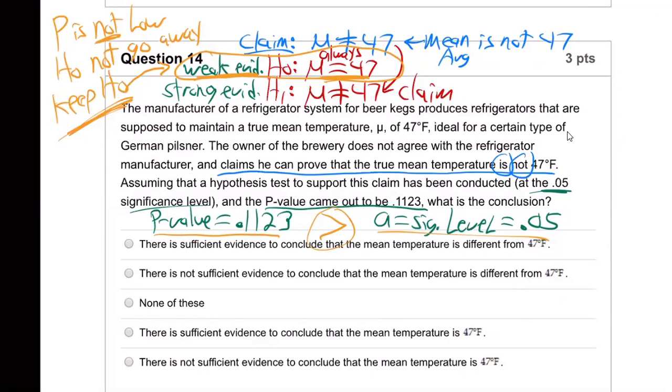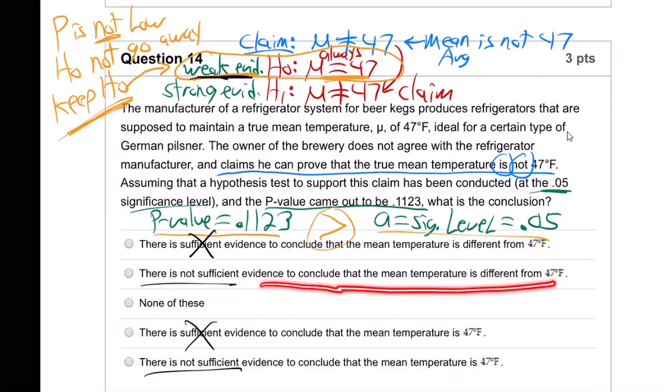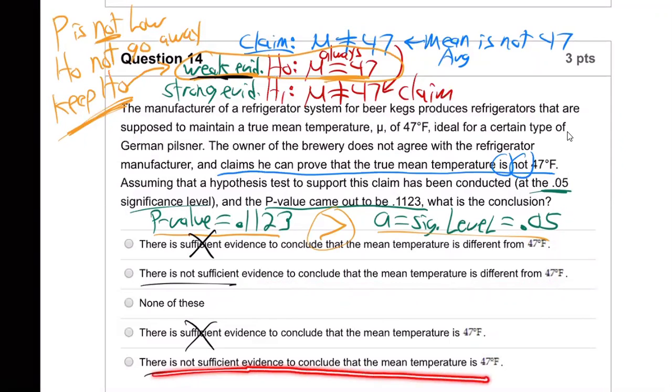Let's read through the questions. There is sufficient evidence. Is that right? Is there sufficient evidence? No. No way, right? Evidence is not sufficient. Evidence is weak. That's why we went with H0. Whenever you're going with H0, there must have been weak evidence. So let's cross off these two that say sufficient. It's got to be one of these not sufficient ones. Which one? To conclude, there is not sufficient evidence to conclude that the mean temperature is different from 47. There is not sufficient evidence to conclude that the mean temperature is 47.